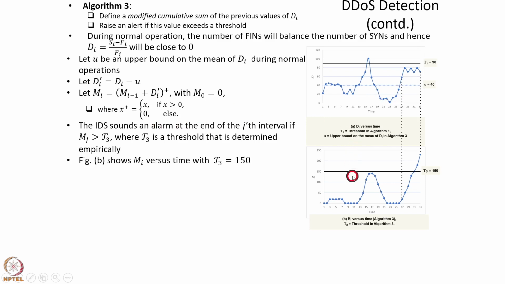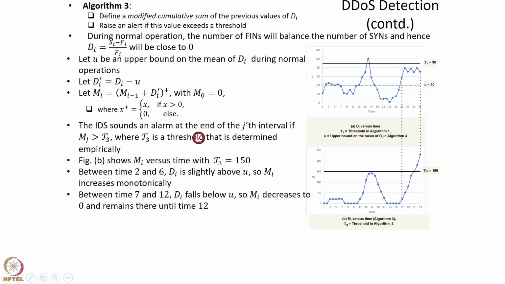So this is the corresponding mi that is calculated using this equation. So it is just a cumulative sum, but the sum is not allowed to go below 0. So between time 2 and 6, di is slightly above u, so that is in this interval. So mi increases monotonically. So we can see the increase here. So mi is increasing in this interval. Between time 7 and 12, di falls below u, so that is this interval. So mi decreases to 0 and remains at 0. So that is shown in this interval.